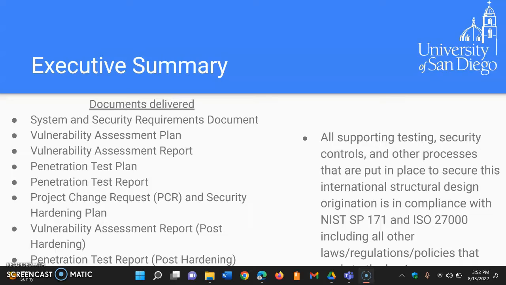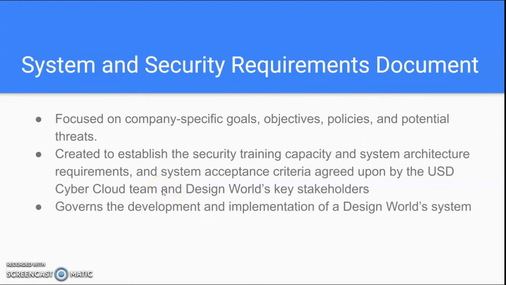to the business. USD Cyber Cloud created the System and Security Requirements document by focusing on company-specific goals, objectives, policies, and potential threats. This document is created to establish the security training capacity and system architecture requirements, along with system acceptance criteria agreed upon by the USD Cyber Cloud team and Design World's key stakeholders. This document describes the overall system and security requirements that govern the development and implementation of Design World's system.